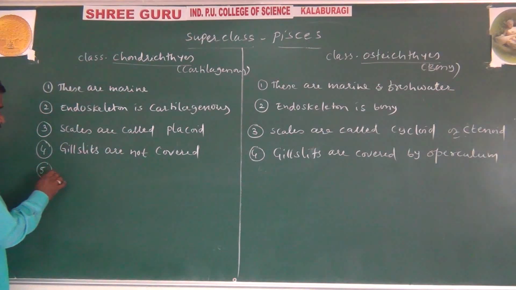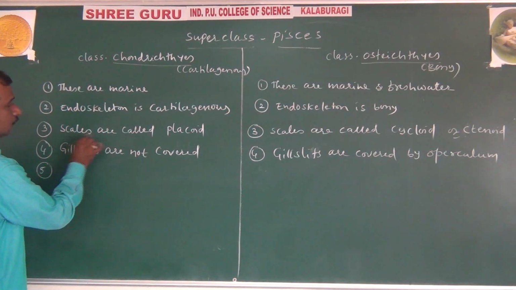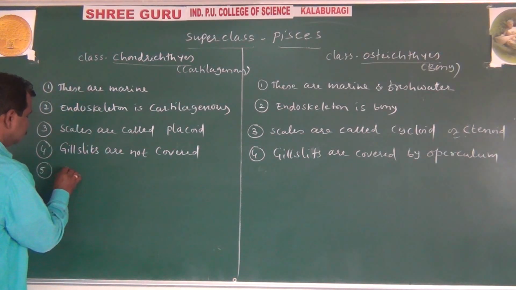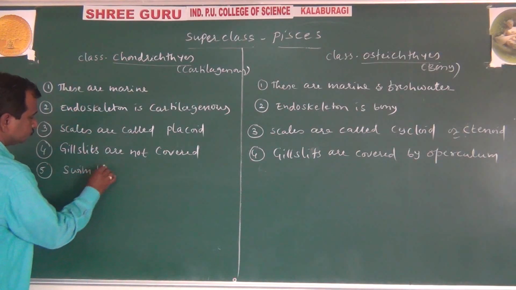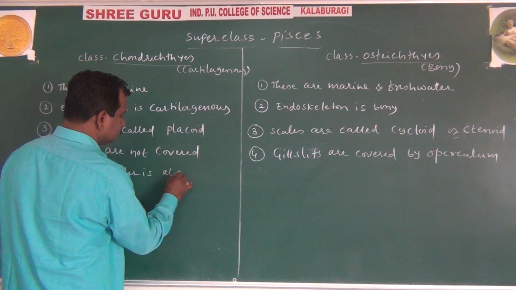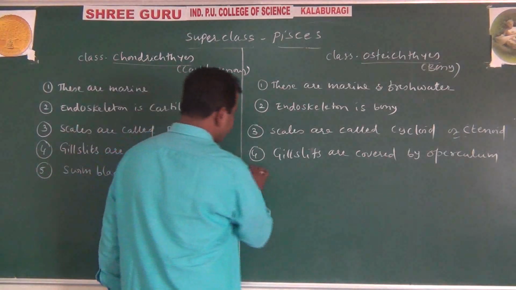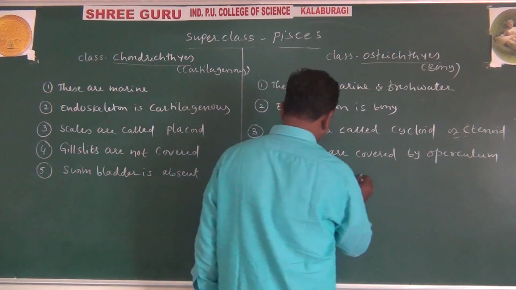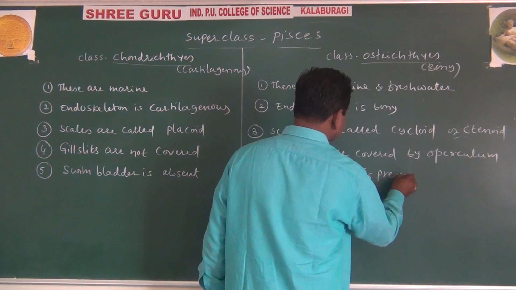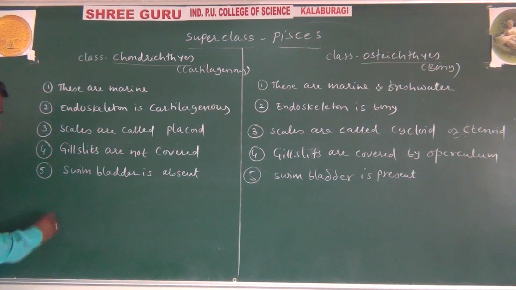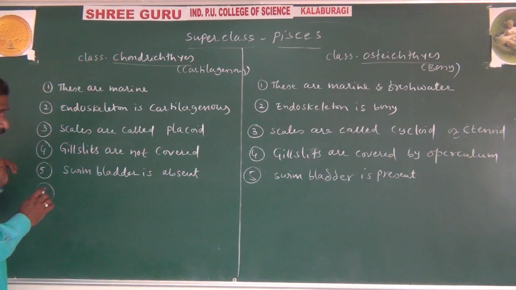Next one is the fifth character. Scales, I have written here: scales are called placoid, scales are called cycloid. Then swim bladder is absent. Swim bladder, or even we consider it an air bladder, is present. These five at least we have to keep in mind.